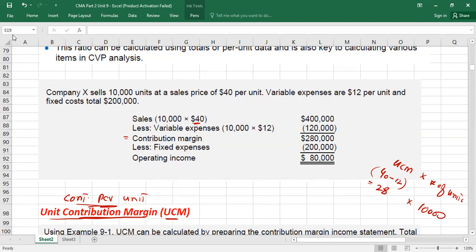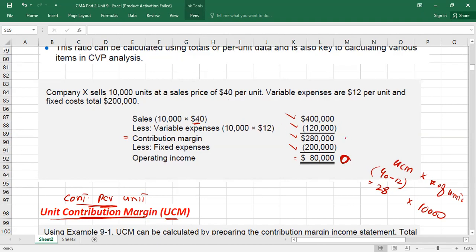By definition, if you look at this income statement, we got a sale here, a variable cost, a contribution margin, and a fixed cost. This is your operating income. So the break-even point will be the point at which your operating income will be zero. And how could it be zero? There are two possible scenarios.